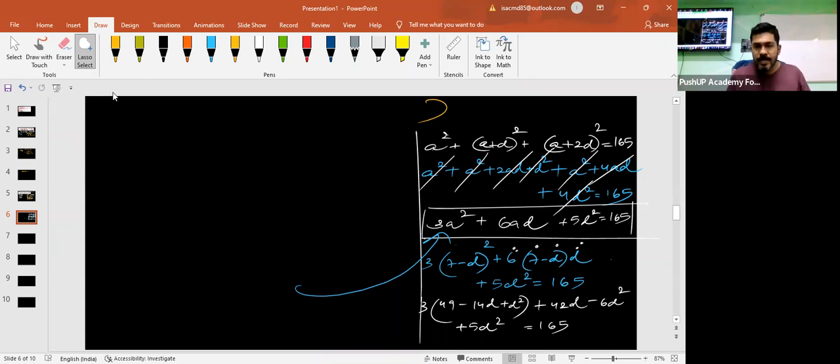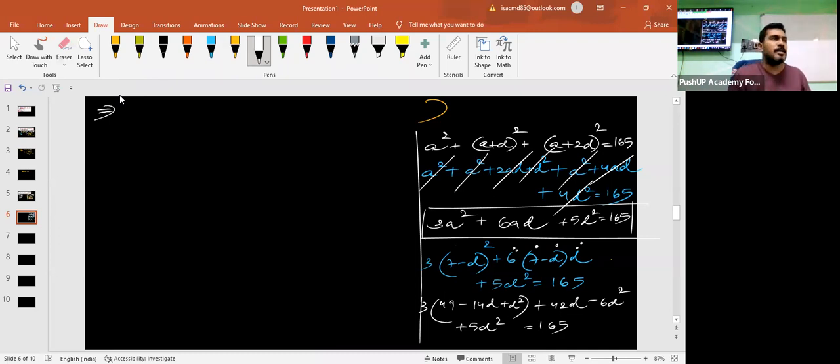Let's see what we will get after this. We will open the bracket. Okay. 3 into 49 is how much? 147. Then 3 into minus 14d is what? Minus 42d. 3 into d square is what? 3d square. Okay. Plus 42d.